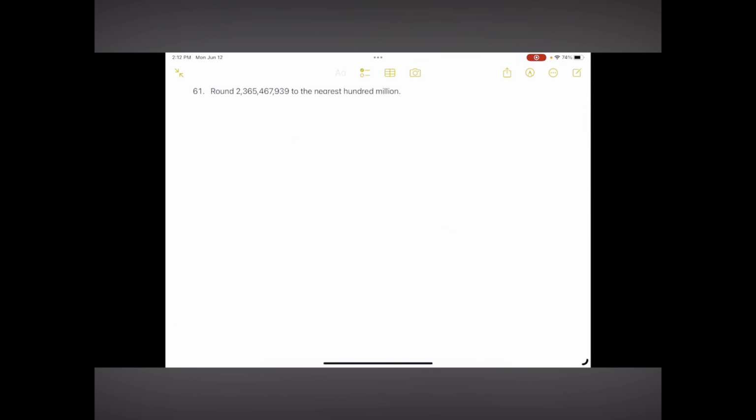Problem 61. Round 2,365,467,939 to the nearest 100 million. So we find our 100 million place value. 9 is the ones value, 4 is the 100,000 value, 3 is the 100 million place value.